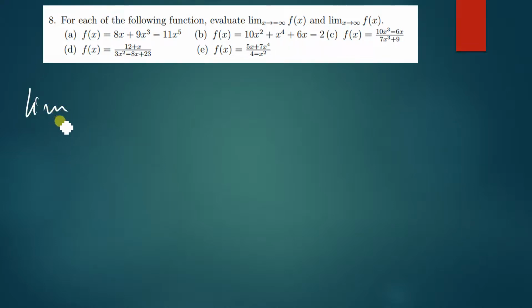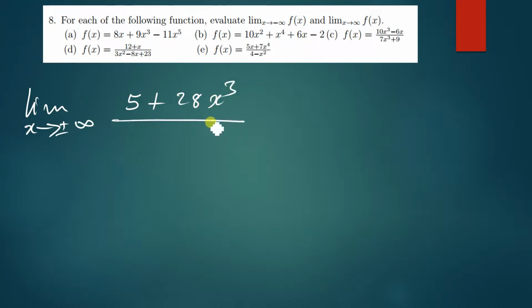I'm going to find the limit as x approaches positive or negative infinity of, when you differentiate 5x, you remain with 5. You differentiate 7x to the power 4, you're going to remain with 4 times 7, that's 28, x to the power 3. Everything over negative 2x. Because when you differentiate 4, you get a 0, so you just write a 0 there.